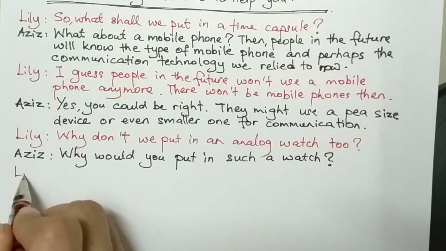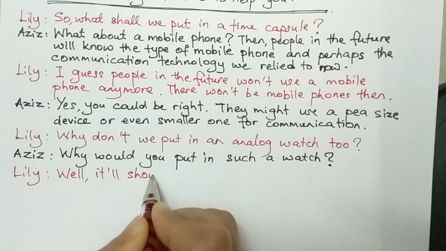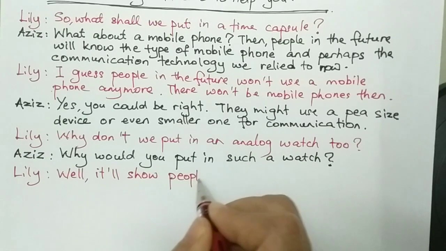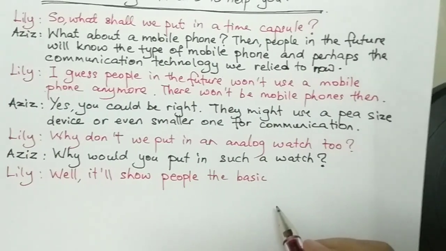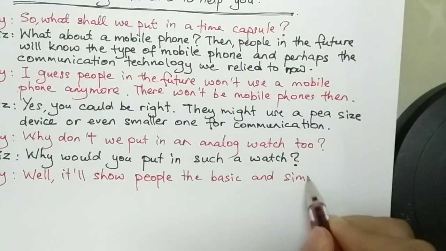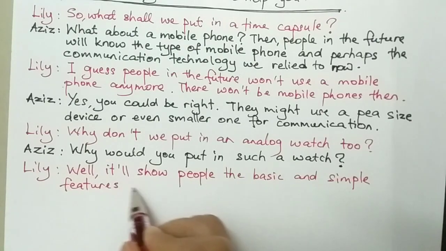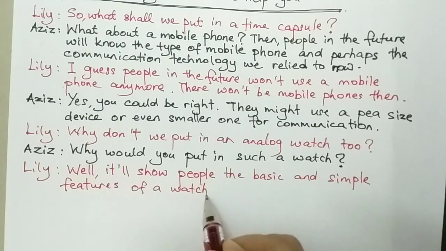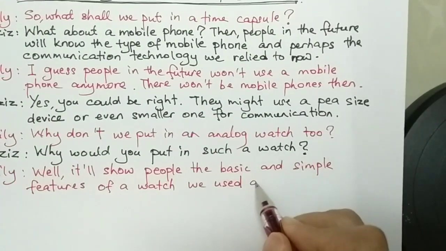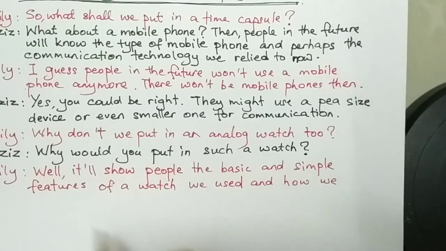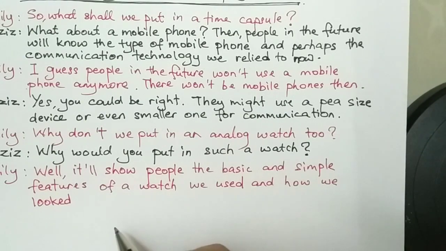Well, Lily answered, well, it'll show people the basic and simple features of a watch we used, and how we look at time now. Remember, here we use past tense, right? Because it's for the future people to look back.